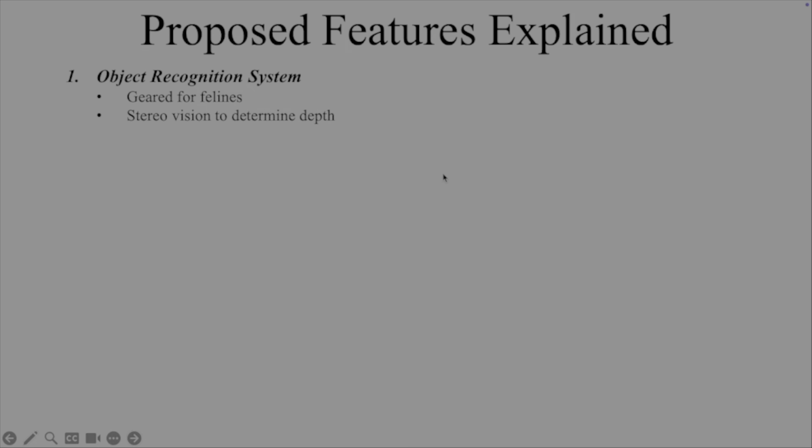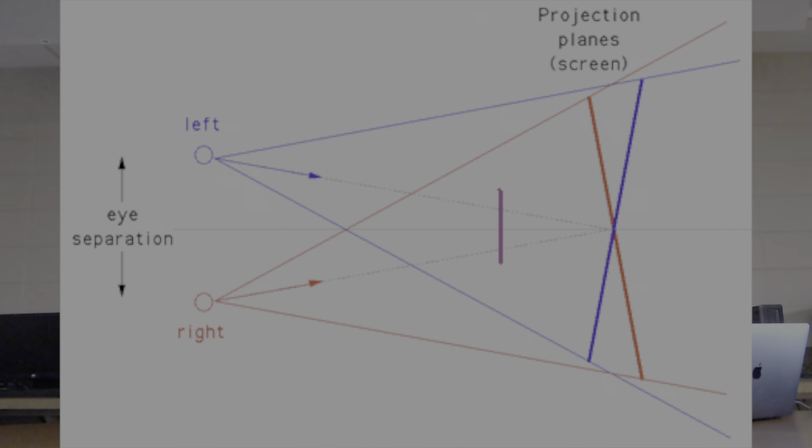Let's get a little bit more in depth as to what the features were, explained more than just pictures. First, there's an object recognition system. It's geared for felines. We wanted to implement stereo vision for depth, which requires two cameras. The cameras have to be calibrated, and a disparity map has to be produced in order to get your Z value. X is left or right, Y is up and down, and Z is simply how far away or how close you are to the camera.